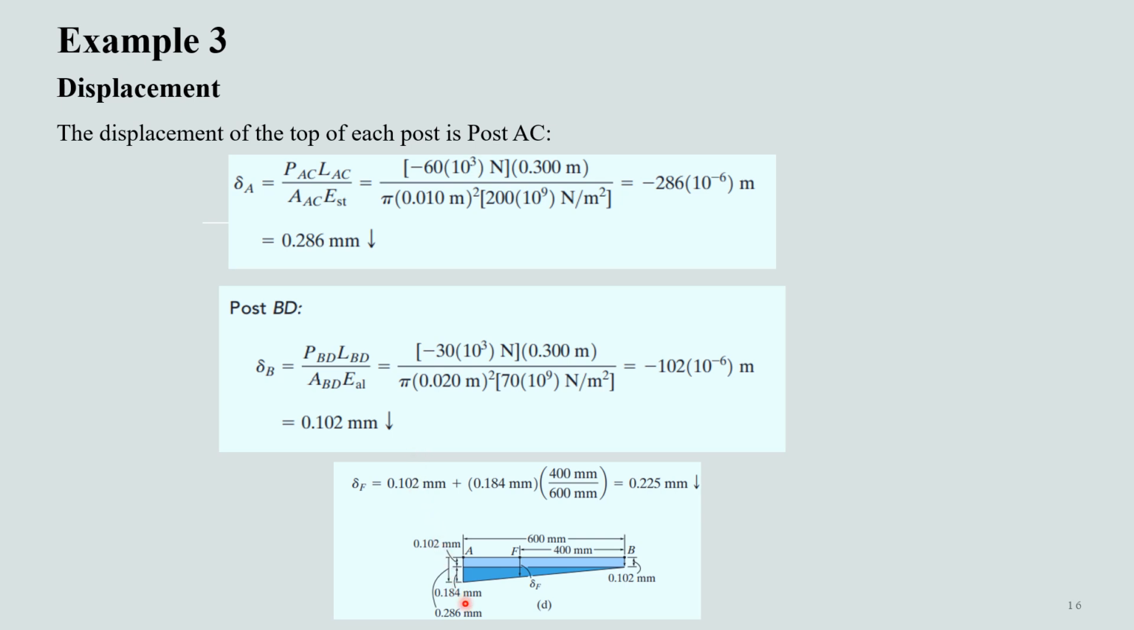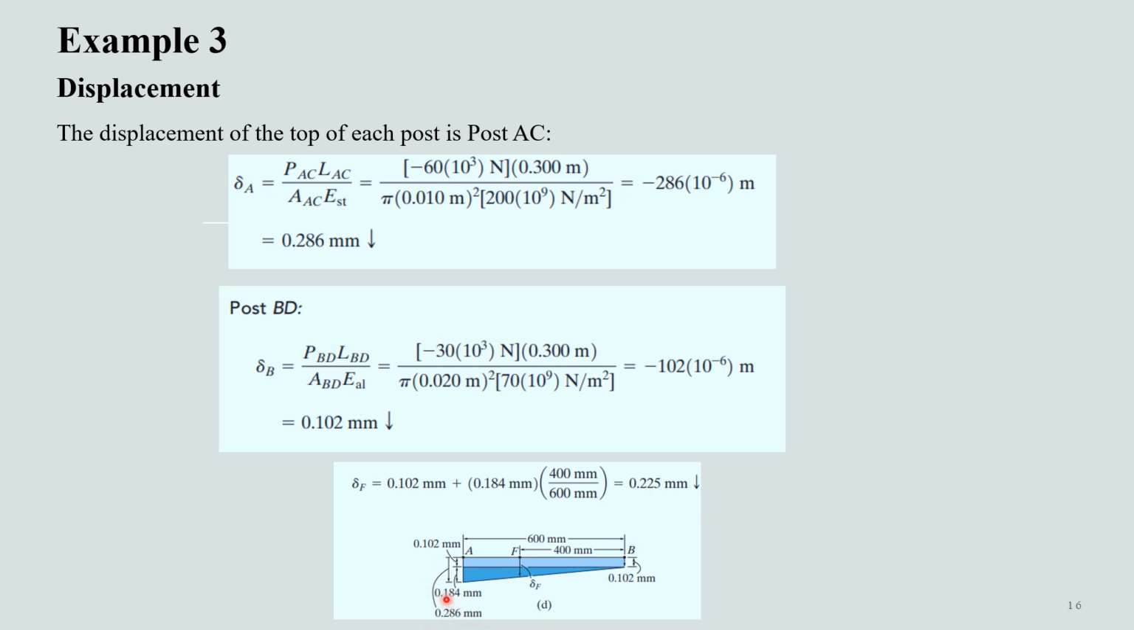Now this diagram shows the beam AB and the displacement at its various points. The displacement at point A is 0.184, the displacement at point B is 0.102, and we need to determine the displacement at point F. Using the concept of similarity of triangles, we can determine the displacement at point F, like this.